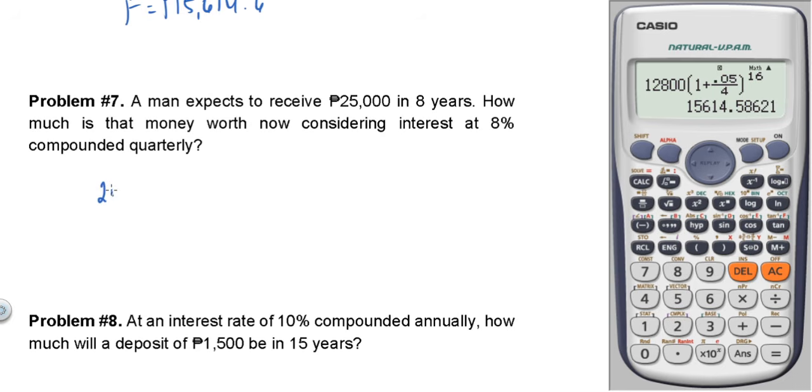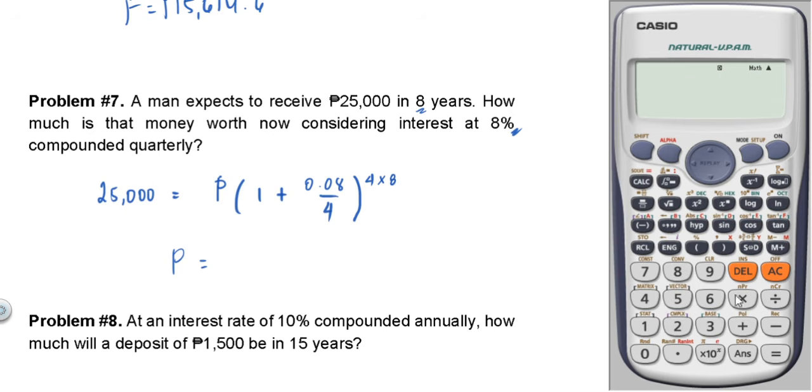So, 25,000 equals P times 1 plus 8% compounded quarterly o 0.08 over 4. Okay? Siyempre, merong raised to 4 yan, pero meron ka pang 8 years times 8, 32. Then you solve for P. What is P?